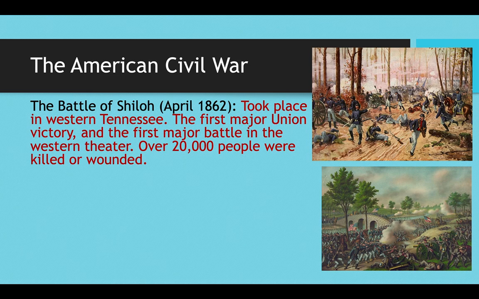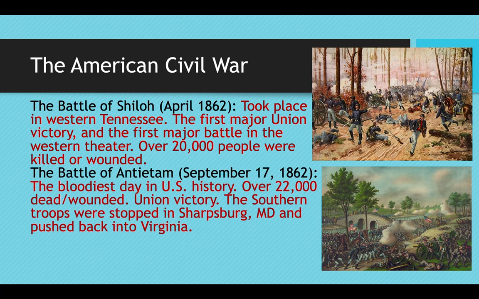You can visit this battle site. It's about an hour east of Memphis, close to the city of Corinth in Mississippi. But yeah, over 20,000 casualties, an extremely costly battle for both sides. And this was General Grant's first big victory.